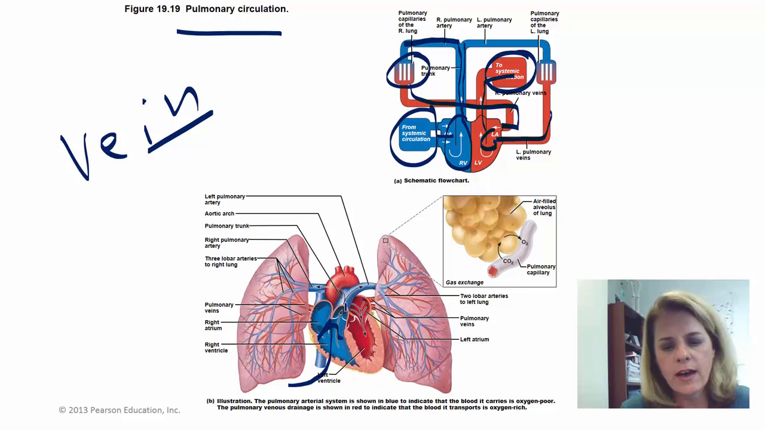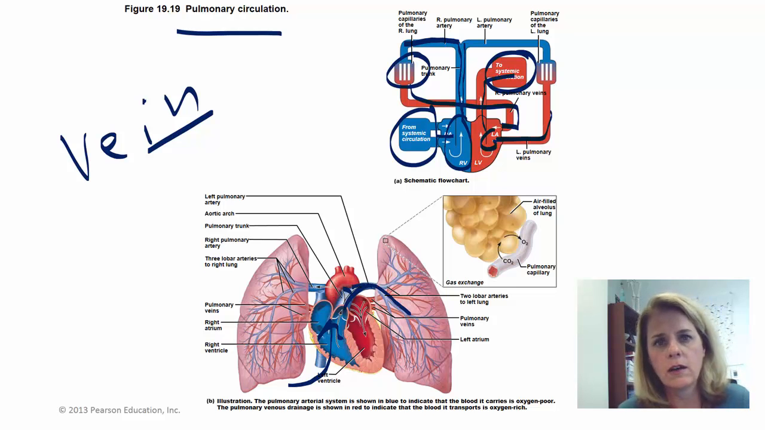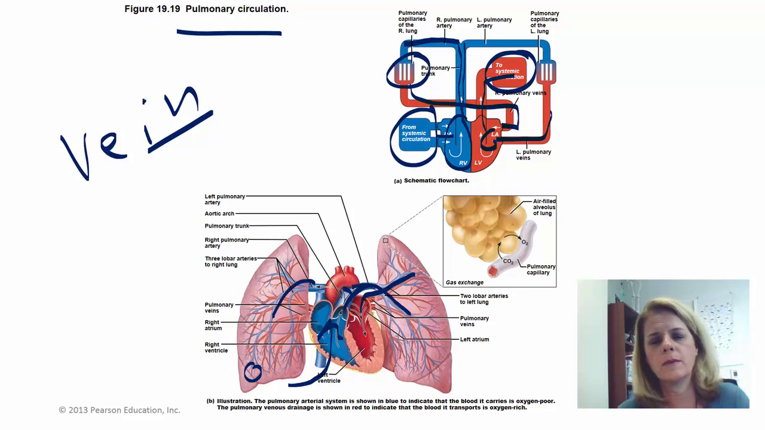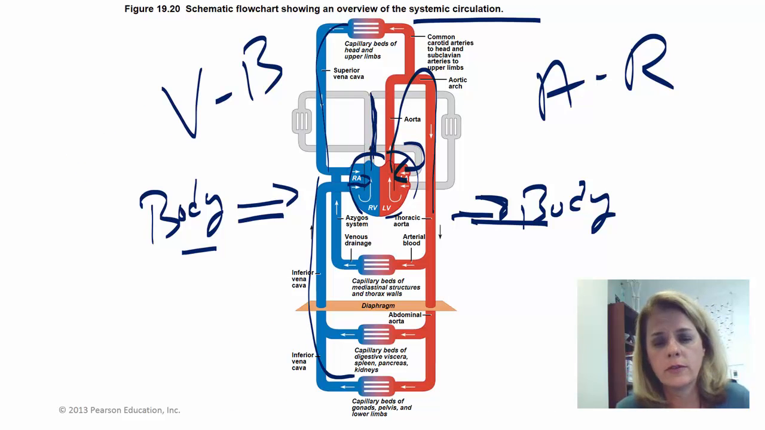It's then going to leave out with these big vessels here called pulmonary arteries, because they leave the heart. They're going to go out to the lungs. All these blue things are arteries. They're going to pick up the oxygen and return as these red veins to the left side of the body, and then be sent out to the rest of the body.